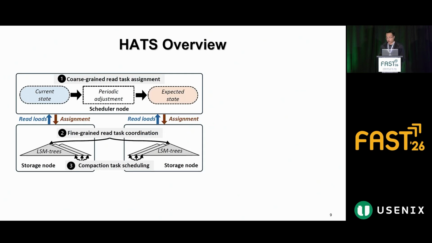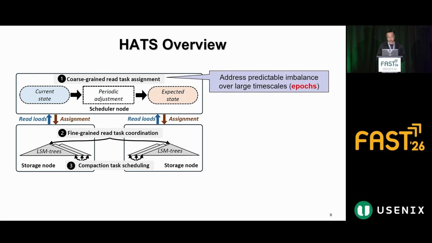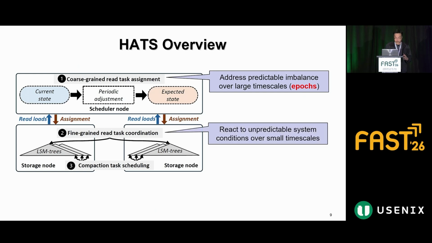So here's an overview of HAS. It contains 3 components. First, we apply coarse-grained read task assignment to address the predictable imbalance over large time scales in epochs. In Cassandra, an epoch is set to 60 seconds, so we do the load balancing at the large time scales. Then, within each time scale, we react to unpredictable system conditions through read task coordination in a fine-grained manner.